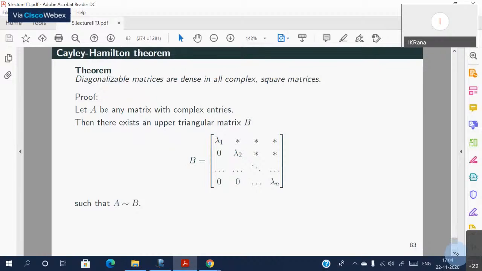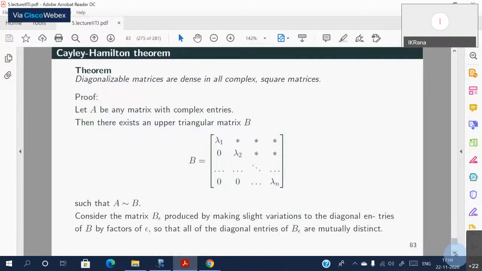So that is step one in the proof, and step two is that we modify each one of the entries in this B slightly: lambda 1 plus epsilon, lambda 2 plus epsilon, and lambda 3 plus epsilon, such that they all become distinct.